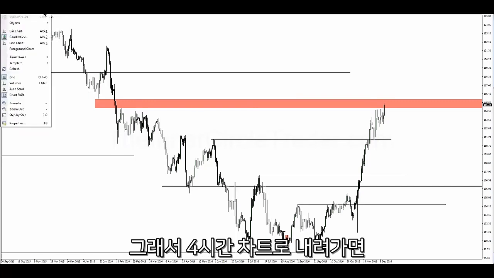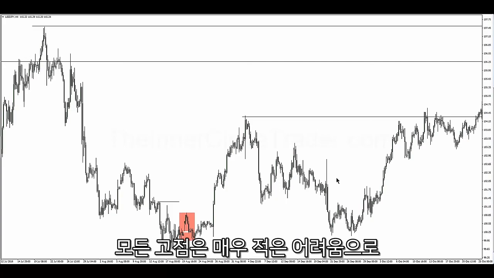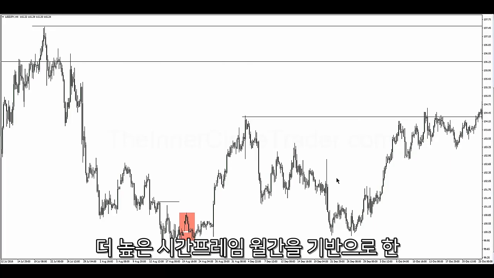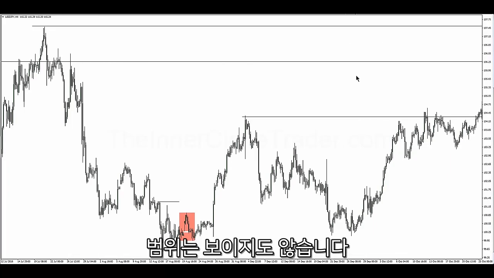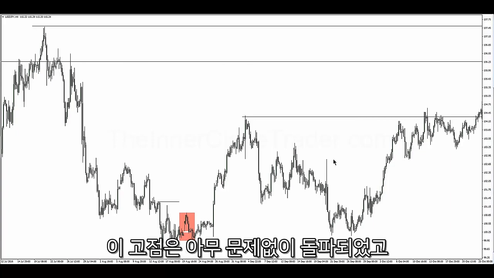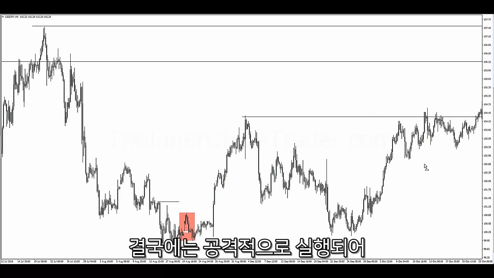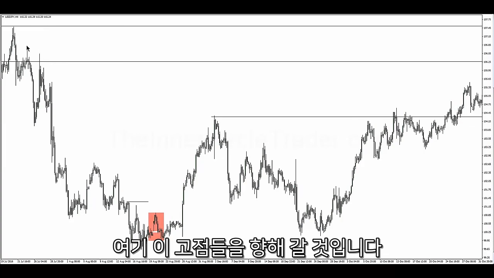So if we drop down into a 4-hour chart, we can see the highs being ran out. Every high has very little difficulty getting through it because it's framed on low resistance liquidity runs based on the higher time frame monthly. You can't even see the range at which the monthly has that fair value gap in it. This high is broken through, no problem. This high here, broken through, no problem. This high here, broken through, no problem. Now it's a small little consolidation, but ultimately it runs aggressively and it's going to reach for these highs here.